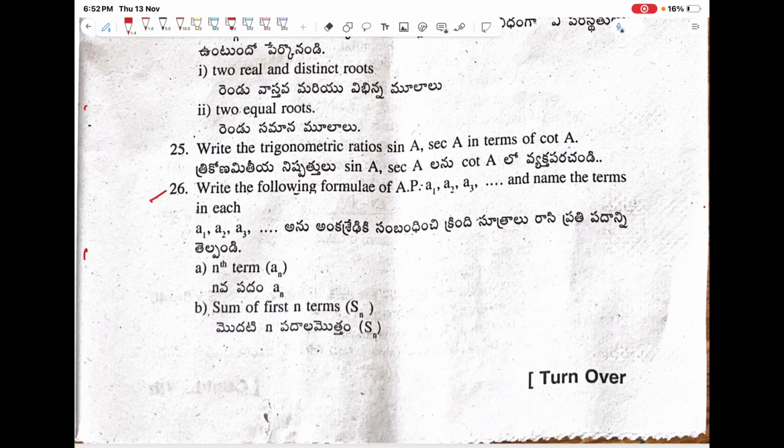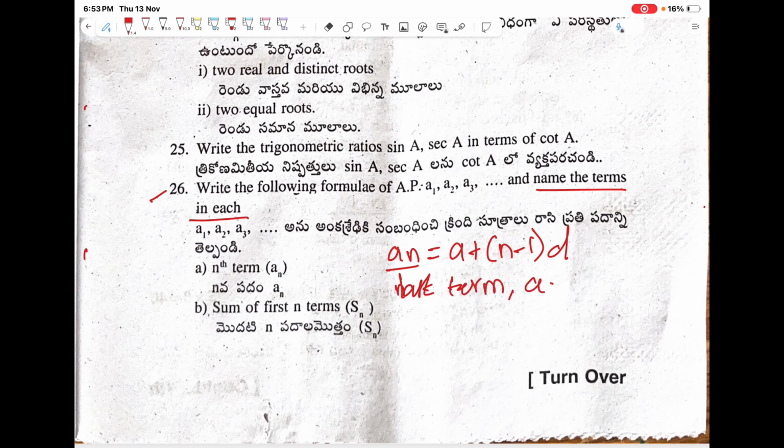Question number 26: write the following formula of AP, a1, a2, a3 and so on, and name the terms in each. You have to mention the name of each term. The nth term formula you know very clearly: an equals a plus n minus 1 into d. What is an? It is the nth term or last term. And a is the first term.